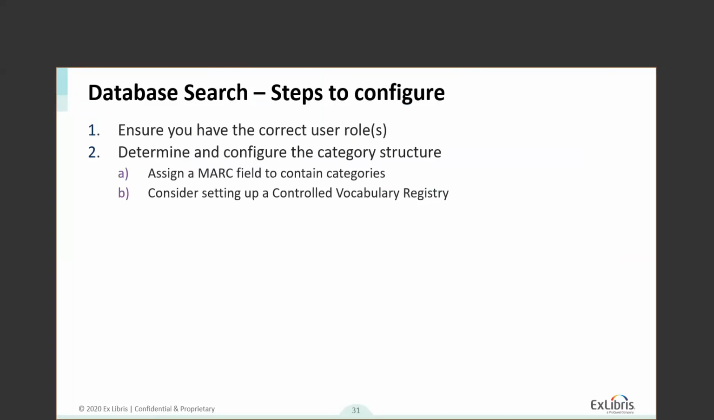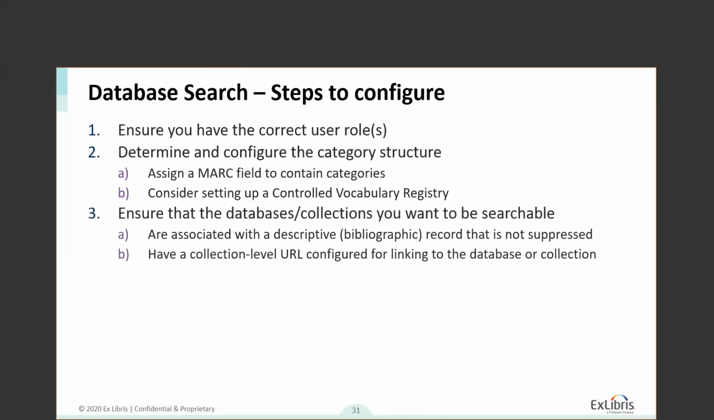So you also need to decide on a local field that you're going to use for this feature. You'll also want to consider setting up a controlled vocabulary registry because you're using the actual text in the MARC field to sort your databases into categories. So this will make sure that you don't have any typos or you're controlling what you can enter in that field that you've chosen to make sure that everything's getting sorted properly. You need to make sure that the databases or collections that you want to be searchable are searchable.